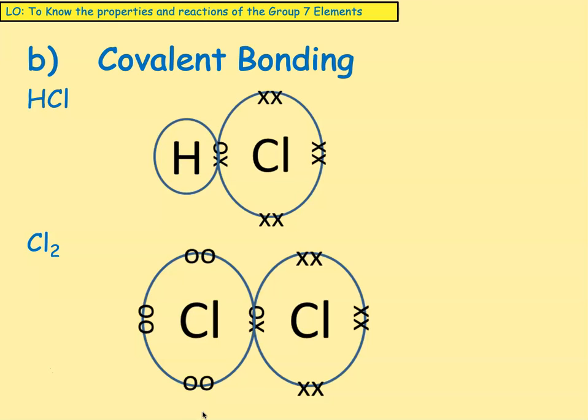Now, when it reacts with itself, each one of them needs one more to make a full outer shell. So each chlorine donates 1 electron and it forms a single covalent bond with each other. And they both then think that they've got 8 electrons in their outer shell.